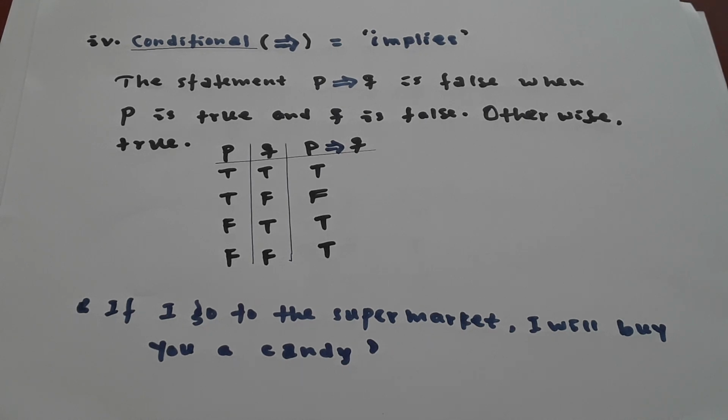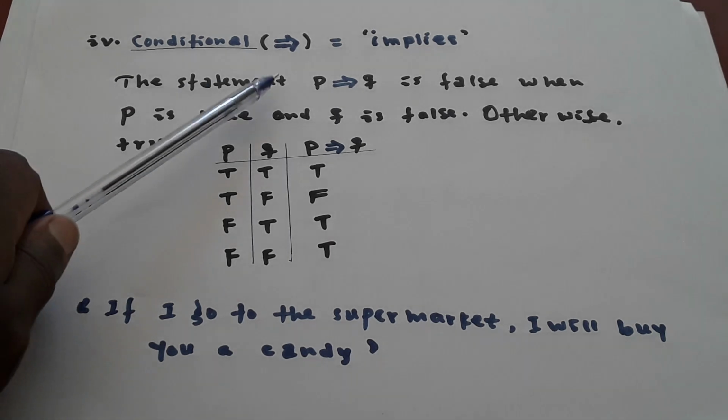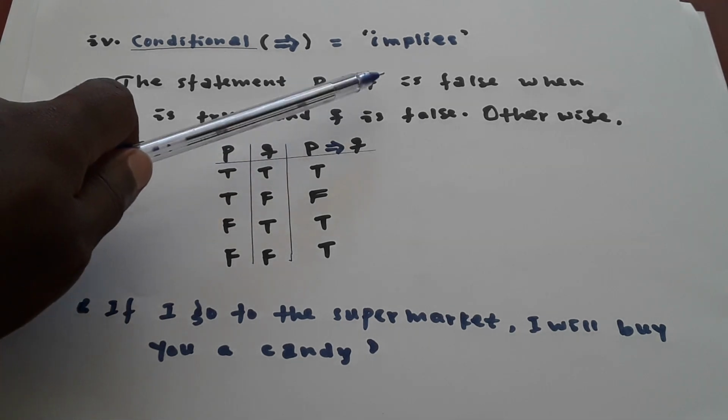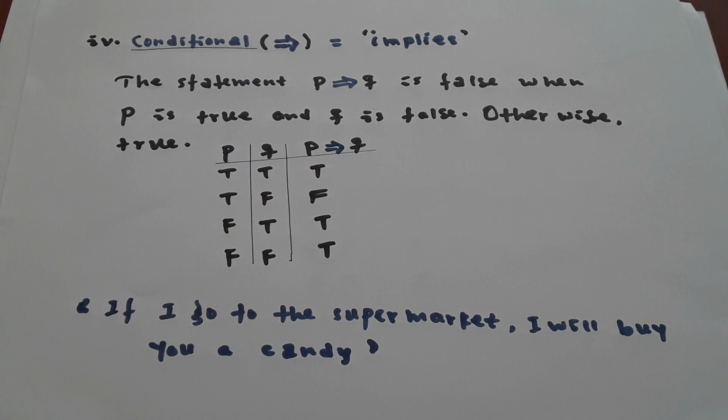Basically, you can read P implies Q as P is sufficient for Q, or Q is necessary for P.